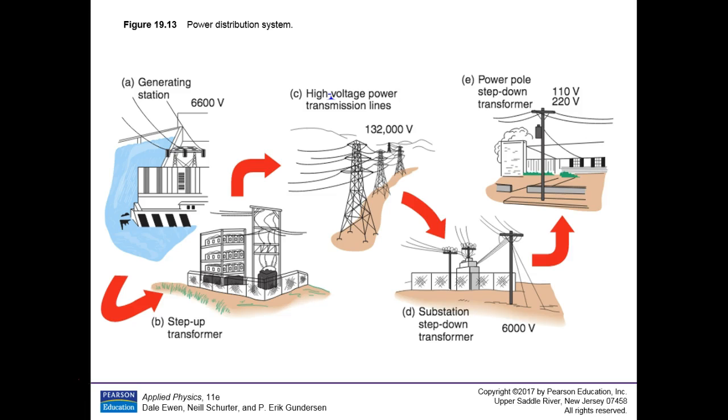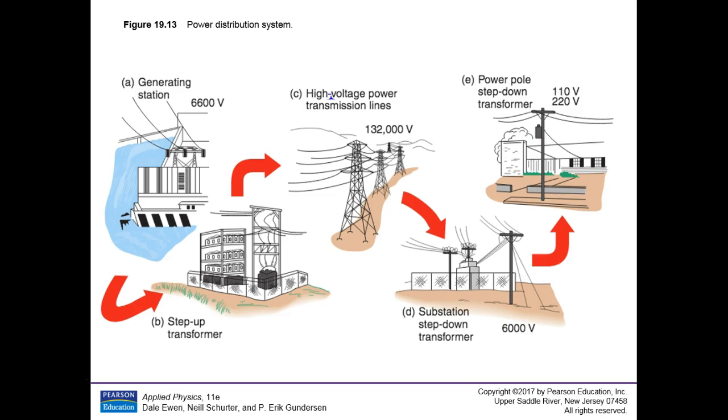This is just a transfer station. Here is where it goes across those very high voltage lines. The generating station is typically at 6,600 volts. By the time it gets here, 132,000 volts. So that's a step up of 200 times, I think it is. That's 200 times more secondary coils than you had primary coils, because you're stepping up.